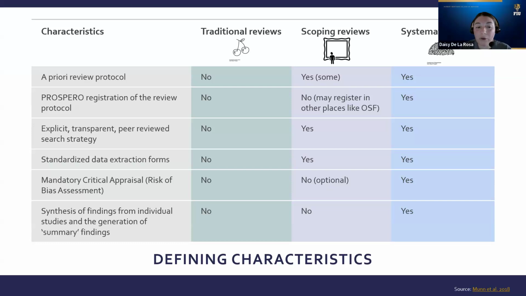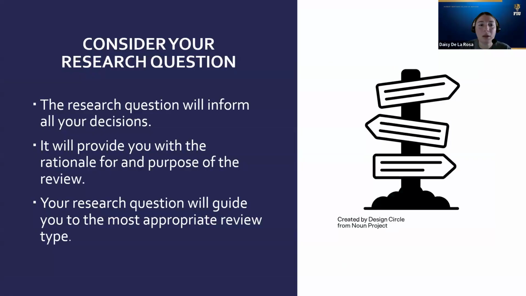As far as mandatory critical appraisal, looking for risk of bias or the quality of the studies, for systematic reviews it is mandatory to do that. For scoping reviews, it's optional. And synthesizing the findings from those individual studies is more of a systematic review thing, since scoping reviews may include studies that are not as alike to each other, because the purpose of that type of review is a little bit different.